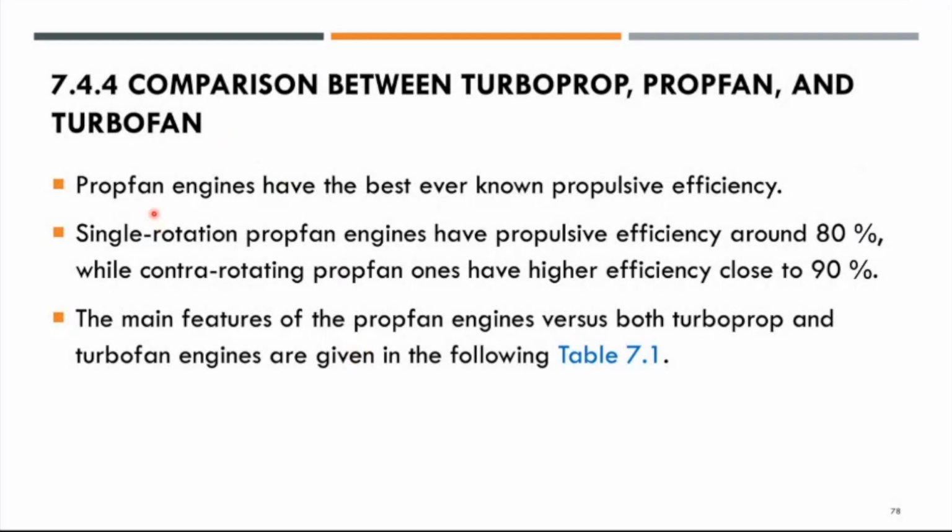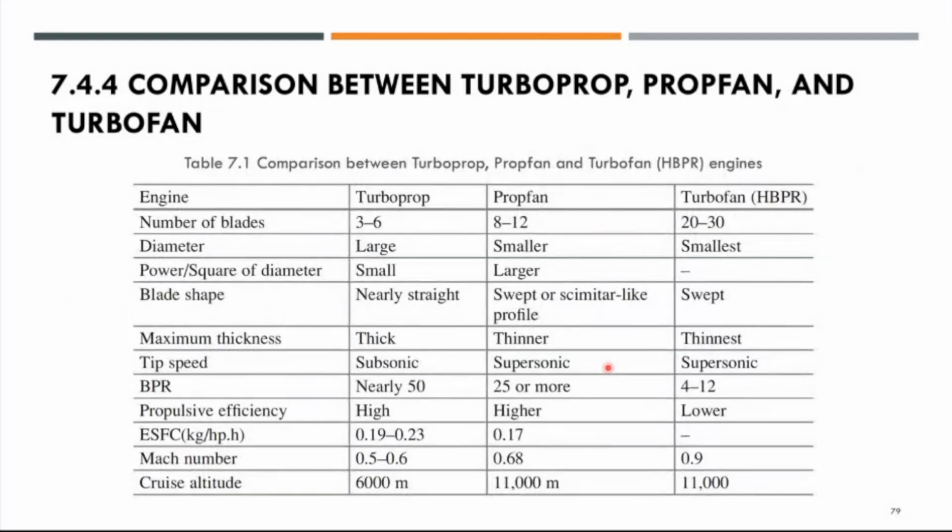With regard to the Propfan engines, which have the best ever known propulsive efficiency, single rotation Propfan engines have propulsive efficiency around 80%, right? While contra-rotating Propfan ones have higher efficiency, close to 90%. So this is with regards to propulsive efficiency. And the main features of the Propfan versus both Turboprop and Turbofan engine are given in table 7.1 over here.